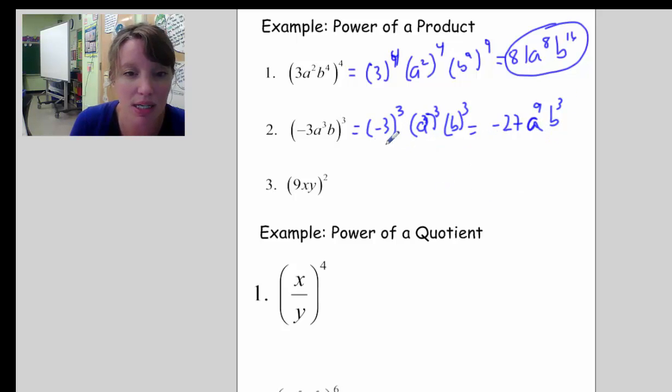Okay, so what I did here was negative 3 to the 3rd power is just negative 3 times negative 3 times negative 3. That's negative 27. A to the 3rd to the 3rd power ends up being a to the 9th, and then b is just b to the 3rd. Okay.